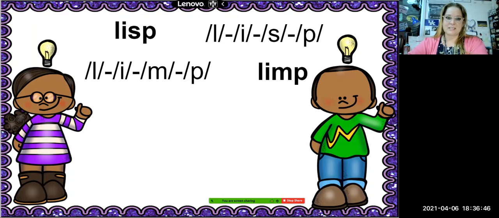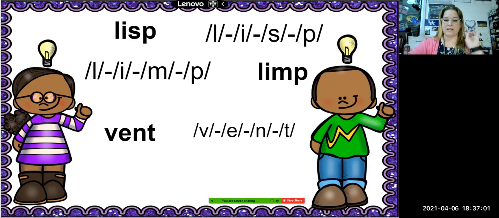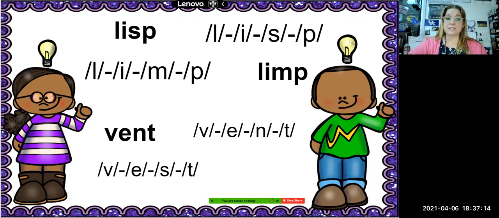Good. Next is the word vent. Vent. It's one syllable. How many sounds do you hear? 4 sounds. The nt is the blend. We're going to replace the n sound with s. What is the new word going to be?